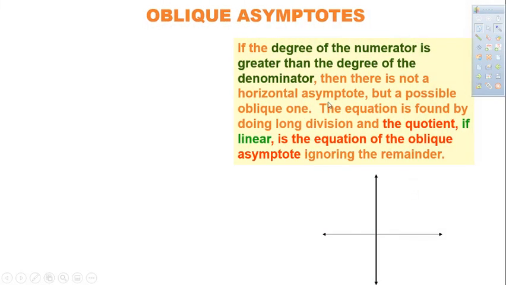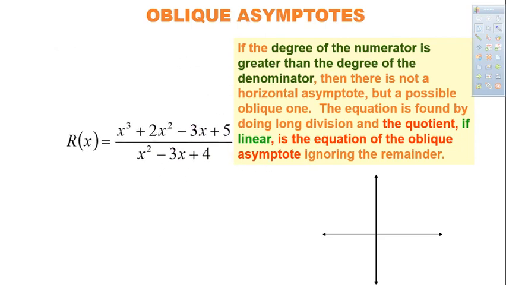Now, if the degree of the numerator is greater than the degree of the denominator, then there will be no horizontal asymptotes. However, there's an additional possibility of another type of asymptote called an oblique asymptote, or a slant asymptote. And that occurs if the degree of the top is 1 more than the degree of the bottom. So the degree of the top here is 3, the degree of the bottom here is 2.